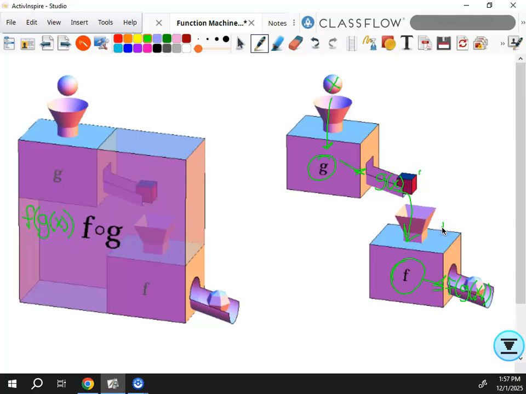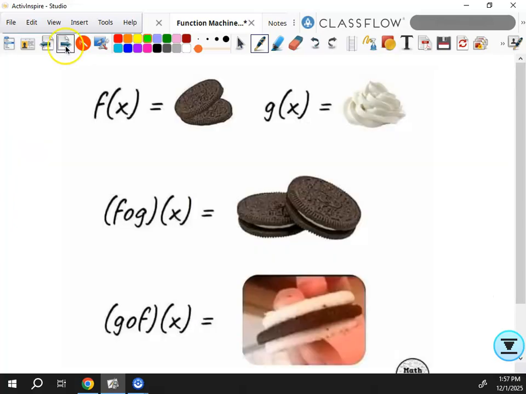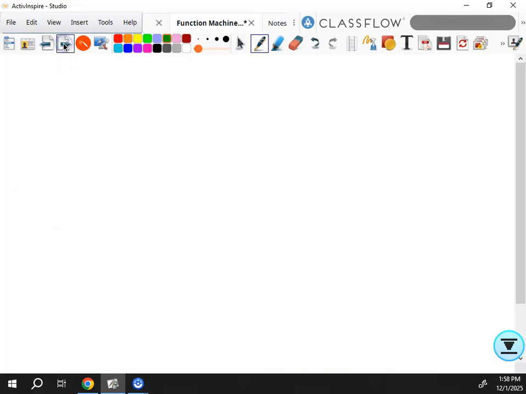Okay, that makes sense to you? And remember, it's not commutative. So here's an Oreo example. You got f of x is your cookies. The g of x is the filling. The f of g of x is what a normal Oreo would look like. If you did it the other way, g of f of x, then it would be an inside-out Oreo, totally not the same thing, right? You see the difference there? Okay. Take that as a yes.